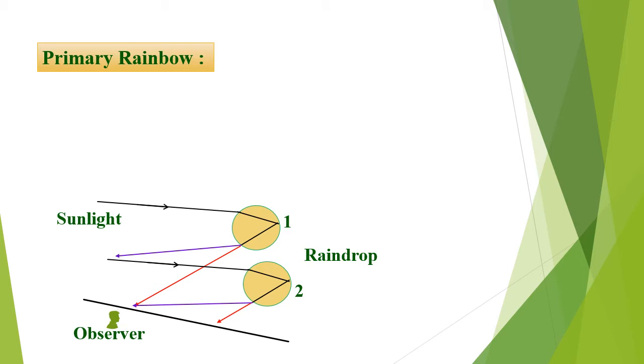So when we are going to see like this, the topmost color is appearing as red, the bottommost color is appearing as violet. So this phenomenon is known as the primary rainbow. It is appearing in the half ring shape, and here it makes an angle 42 and this makes an angle 40.